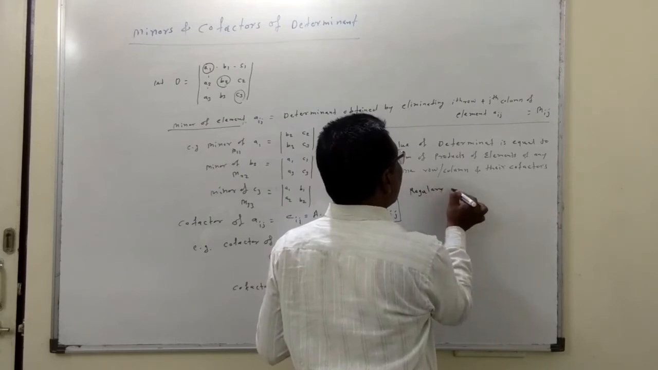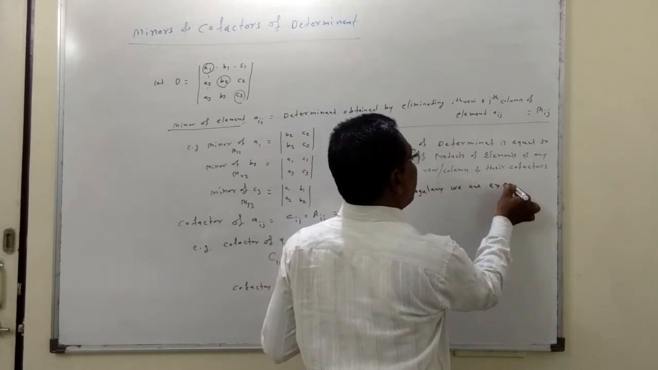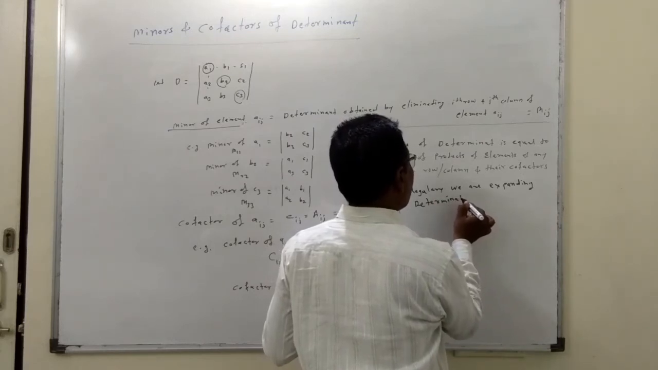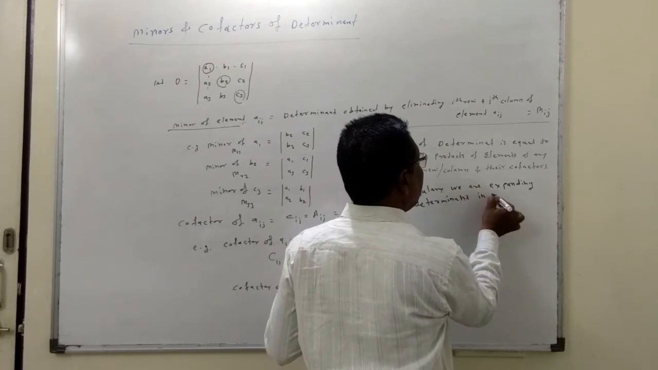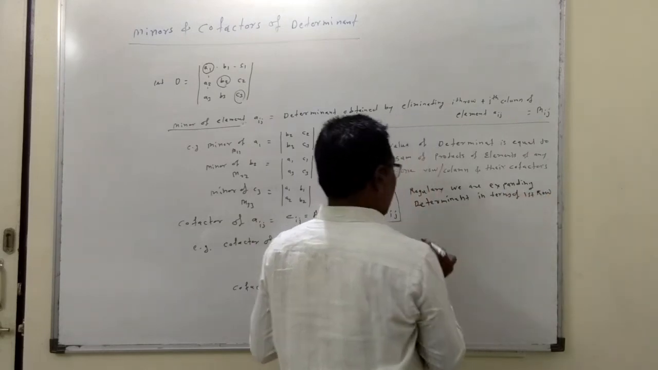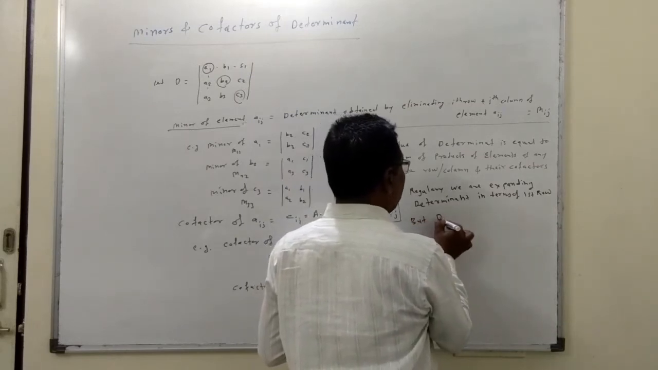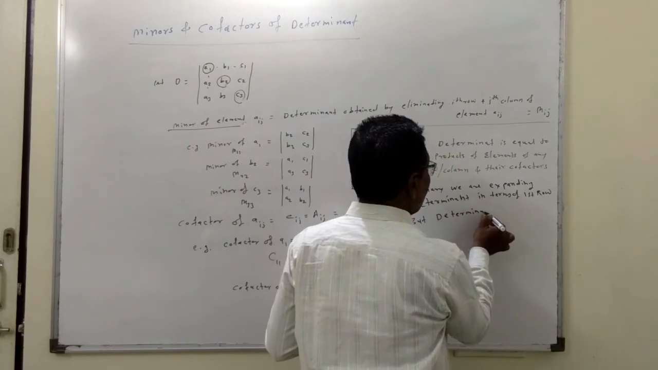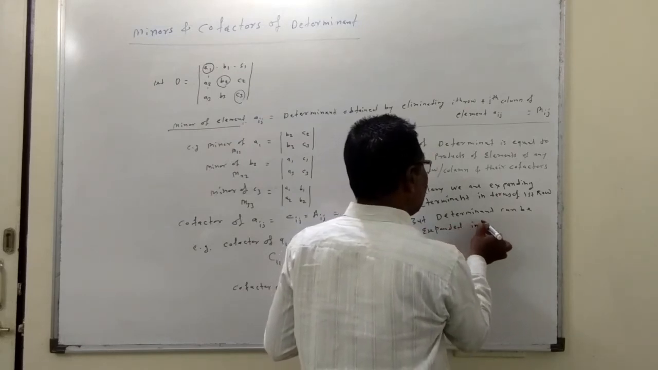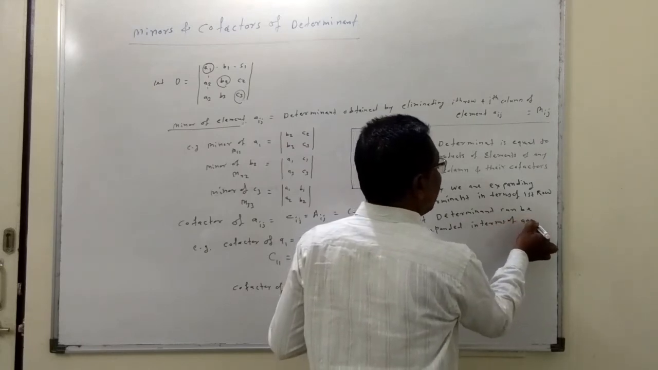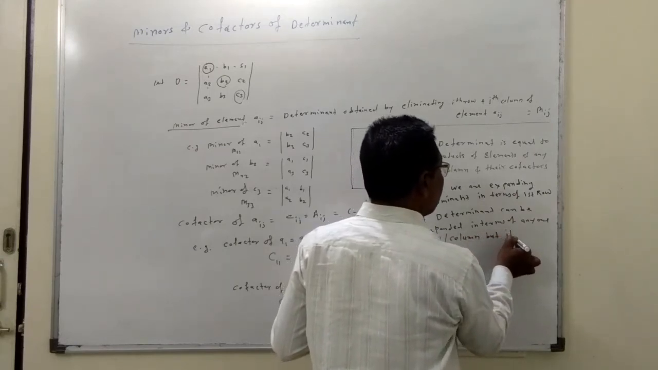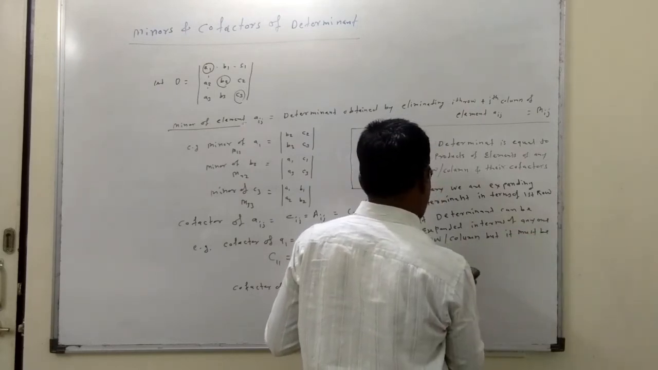Regularly we are expanding the determinant in terms of the first row, but a determinant can be expanded in terms of any one row or column, but it must be stated.